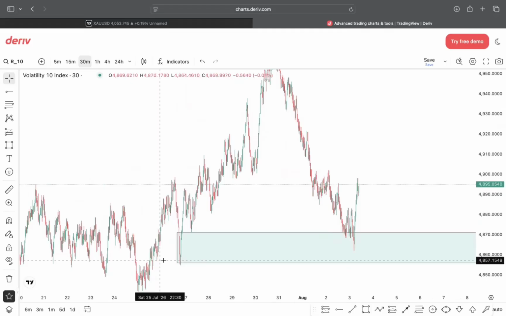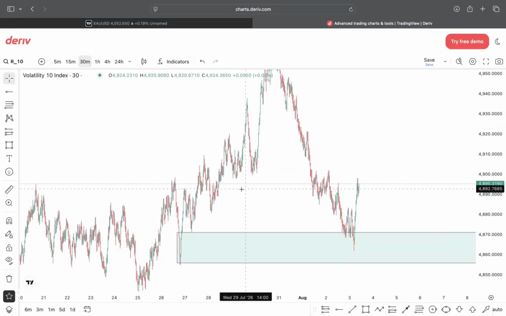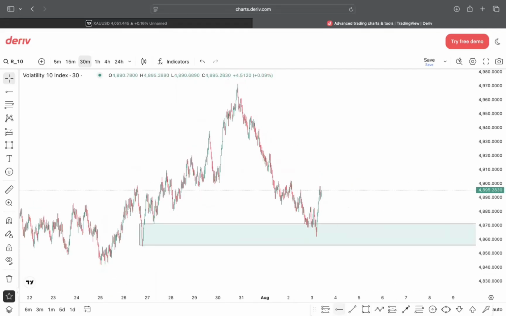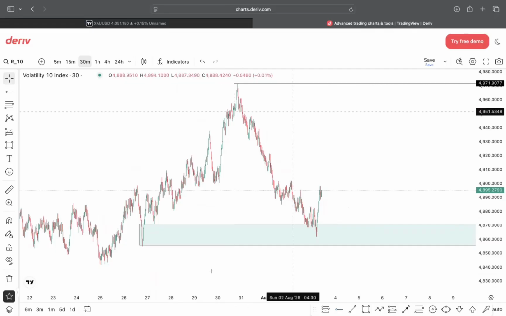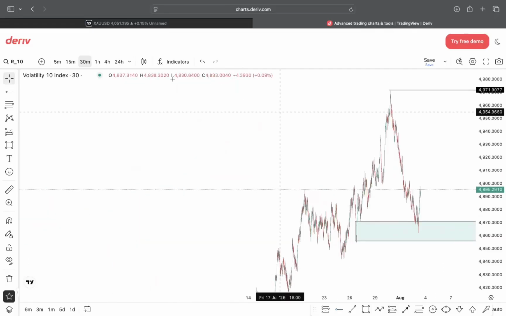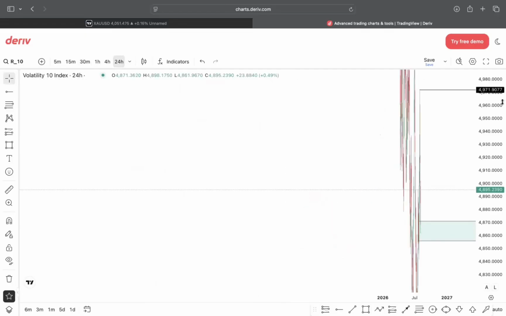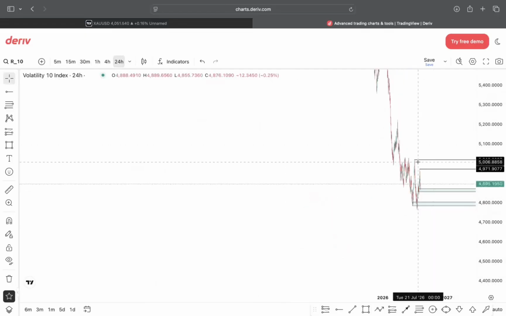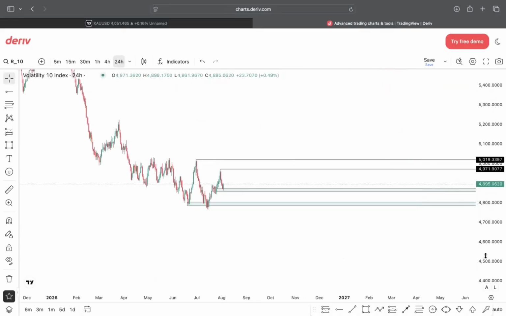You can see there was a tiny sweep here and then this was a structural point, and then this was the full break of structure. So we're expecting price to get here, and then wait for price to get to the top of the analysis, take profits, which is here.